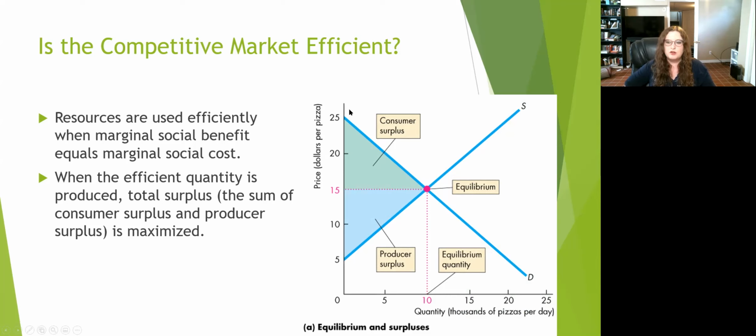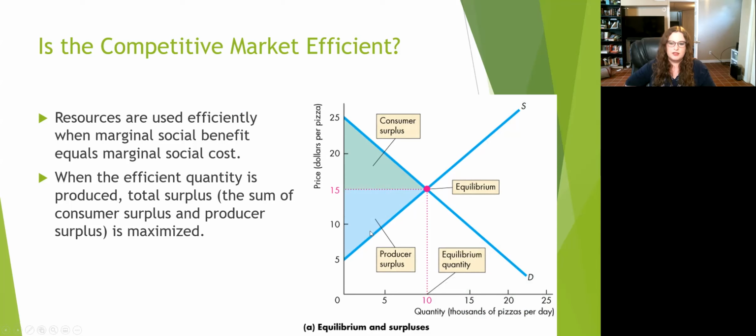But that means we've also created these two triangles. Notice that when we go from this equilibrium quantity all the way over to 0, and we look at this price, we've created a triangle there. Now, everything above the price, that's the difference between what I would have been willing to pay and what I actually paid. So this is the consumer surplus. It's the top part of the triangle.